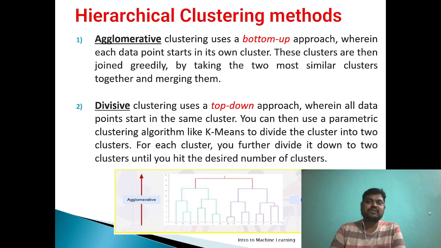In hierarchical clustering, there are two approaches: agglomerative and divisive. Agglomerative follows the bottom-up approach, from leaf node to root node. The divisive approach follows a top-down approach, so all the data points start from the root node and go to the leaf nodes, right?